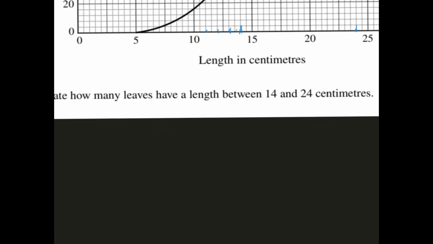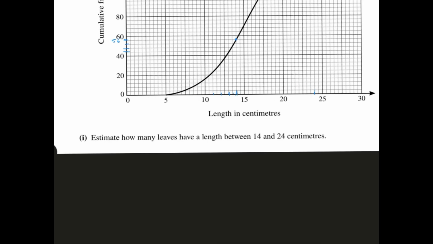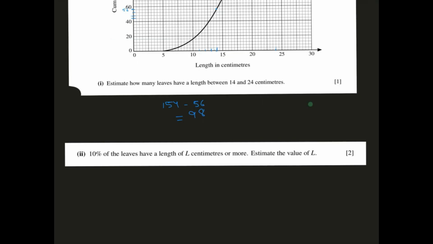So we'll subtract 56 from 154, right? Which will be equal to 98. So 98 leaves have a length between 14 and 24. Okay, so for part 2, they are saying 10% of the leaves have a length of L centimeters or more. Estimate the value of L.